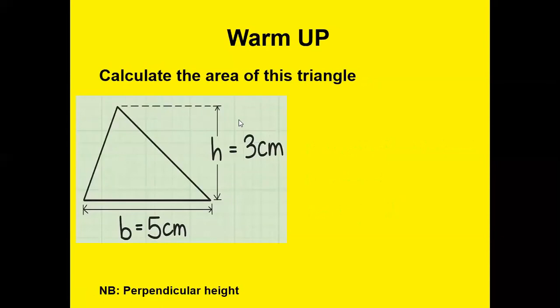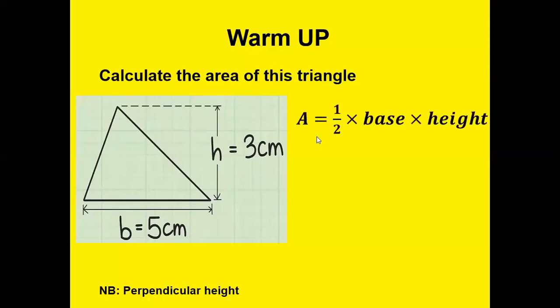How about the area of this triangle? What is the area of a triangle? Yes, the area of a triangle is half base times height. So to calculate the area of this triangle, we're going to say half times 5 times 3. Now we know 5 times 3 equals 15. Now what is half of 15?